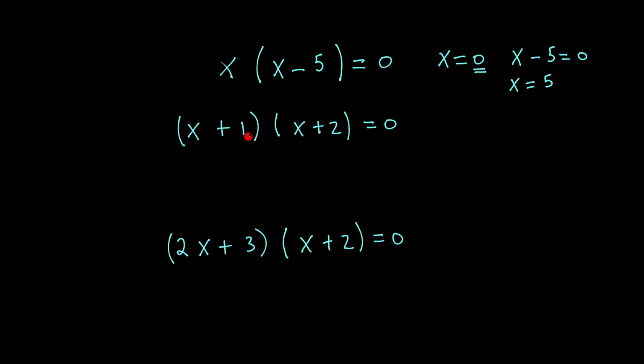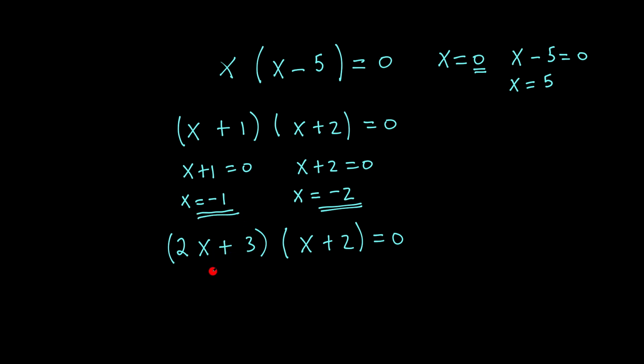Here we have (x plus 1) and (x plus 2) multiplied together equals 0. Once again, there's two possibilities. Either x plus 1 is equal to 0 or x plus 2 is equal to 0. And if x plus 1 is equal to 0, that means x must equal minus 1, because minus 1 plus 1 will give me 0. And for this one, x must equal minus 2, because minus 2 plus 2 will give me 0.